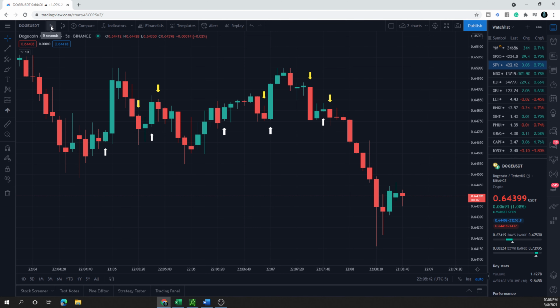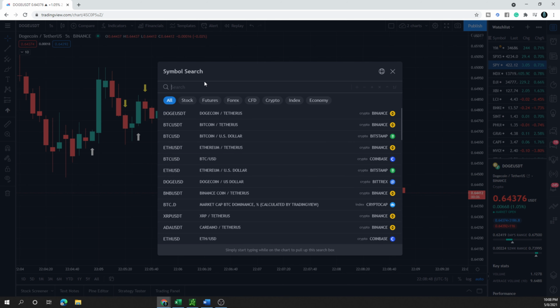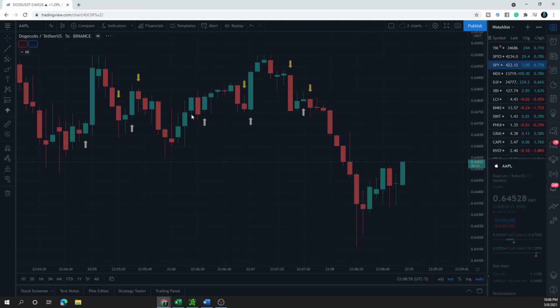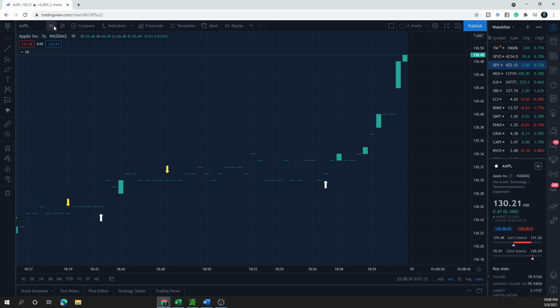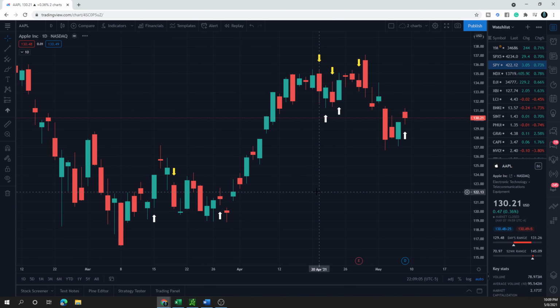As you can see, this works for any time frame and for anything that you can pull up on TradingView: normal stocks, futures, forex, crypto, anything. So we'll look at Apple, and I'll change the time frame. Since the market is closed, obviously, we'll just put it on the daily chart.